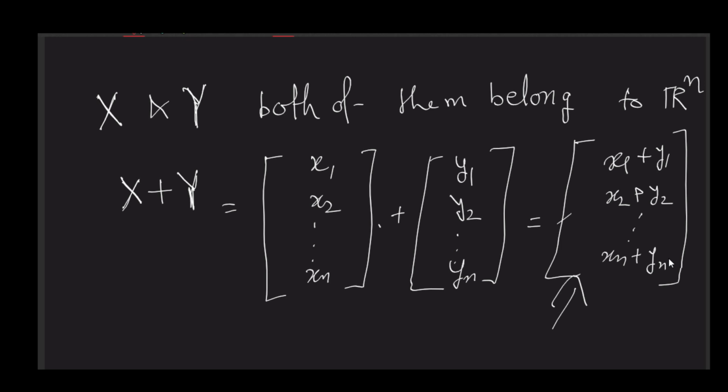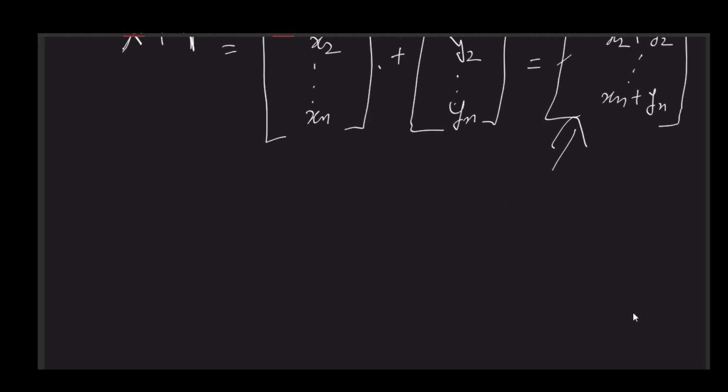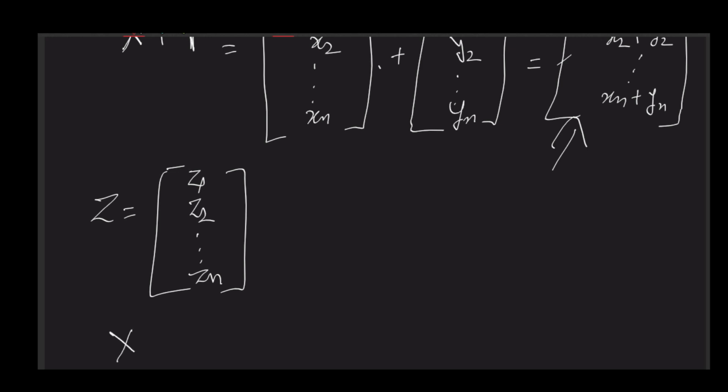Now you can also check if you pick another z, which is also an n-tuple, z equal to z1, z2, zn. Then you can find that it has the associative property. It is very easy to prove that.